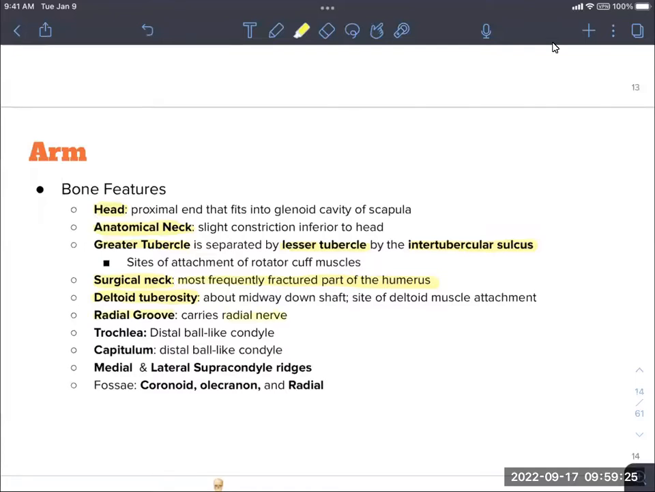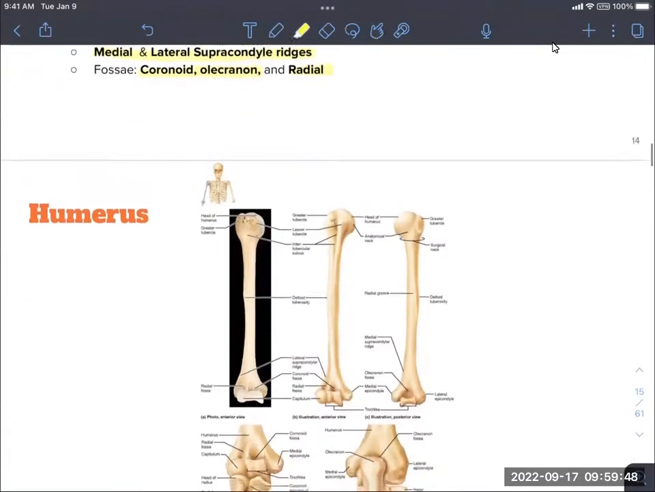We have a trochlea, capitulum, medial and lateral supracondylar ridges, a coronoid, olecranon, and radial. So let's look at all of these.